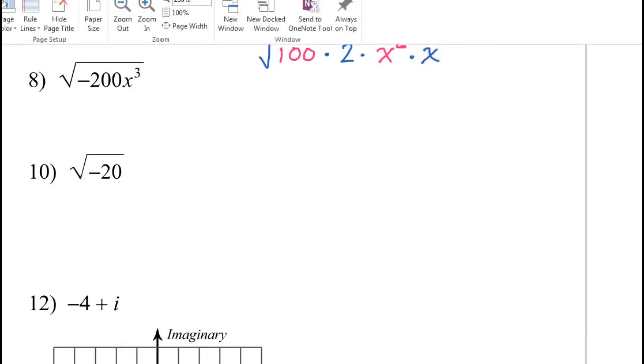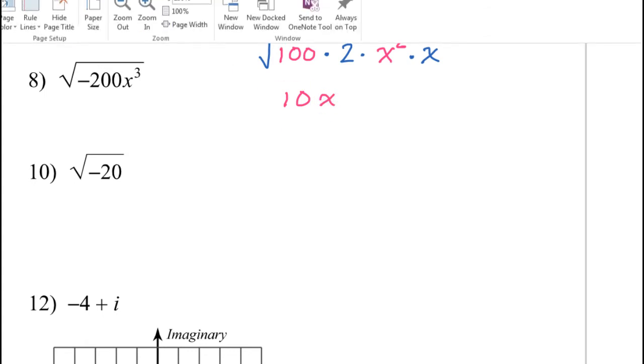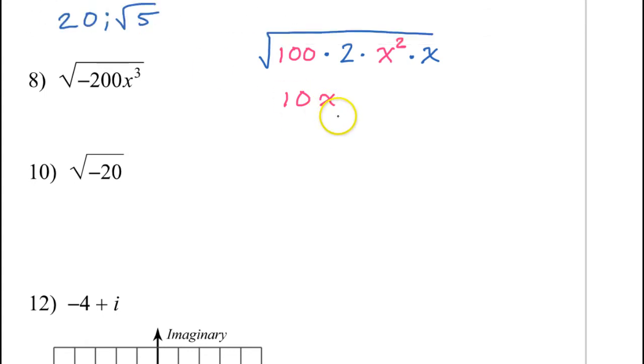Okay, so everything in red is going to simplify and come outside of the radical. The square root of 100 is 10. The square root of x squared is x. Everything in blue is going to remain trapped under the radical. So that's the 2 and the x. So my final answer will be 10x, and I'll go ahead and put the i in there because of the negative. And then radical 2x.